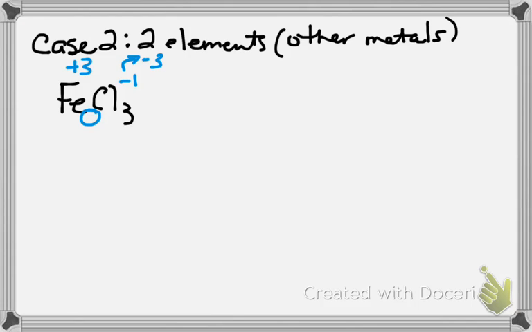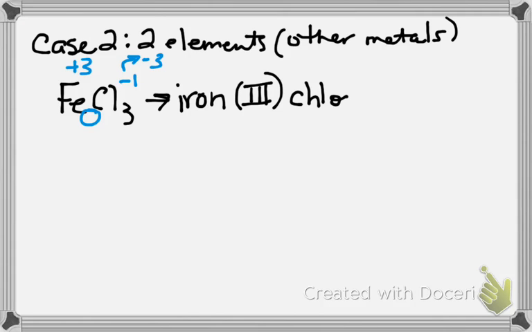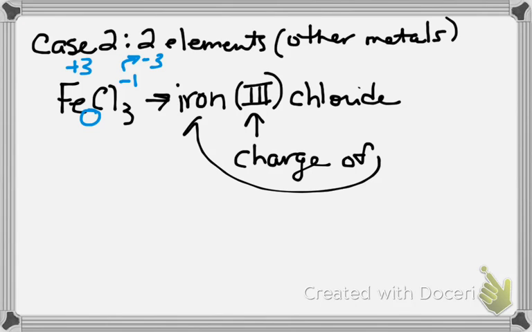If my charge is +3, then my name has to include that as the Roman numeral. So it's going to be iron, parentheses, Roman numeral 3, chloride. So once again, the Roman numeral is indicating the charge of the metal, not how many there are. Okay? All right.